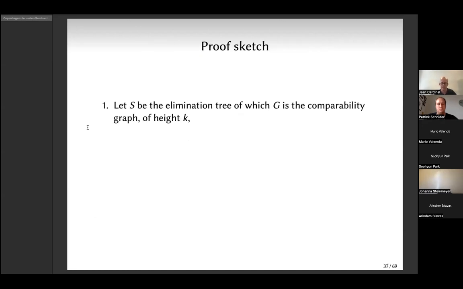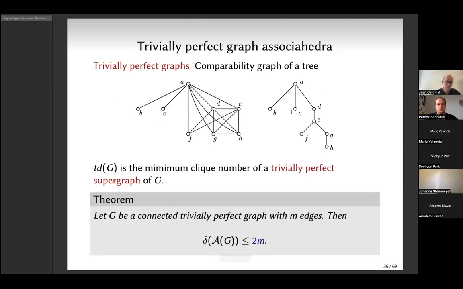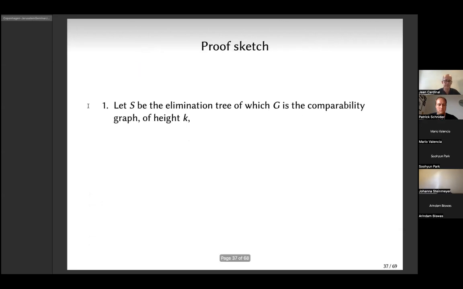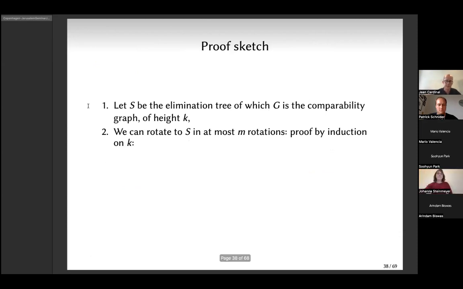Okay, so let me give a quick proof of this. We pick the tree from which this trivially perfect graph is built, and we can show that every elimination tree can be transformed into that tree, which is also an elimination tree on G, in a number of steps which is at most the number of edges. So suppose the initial tree from which G is built has height k, then we can rotate any elimination tree to this tree in at most m rotations.